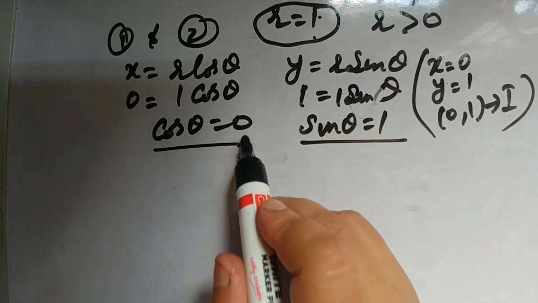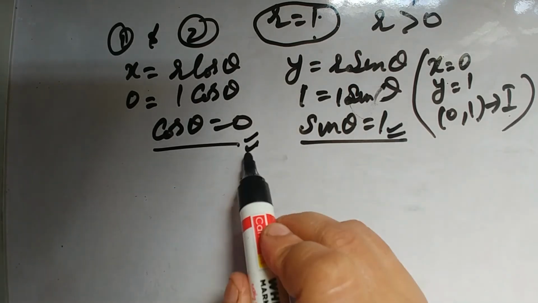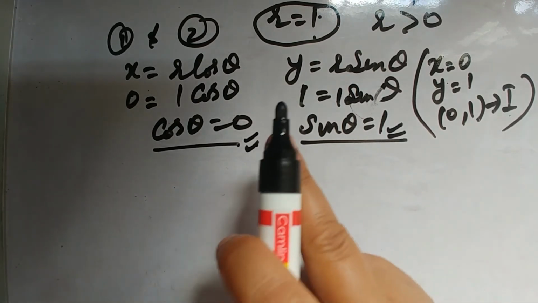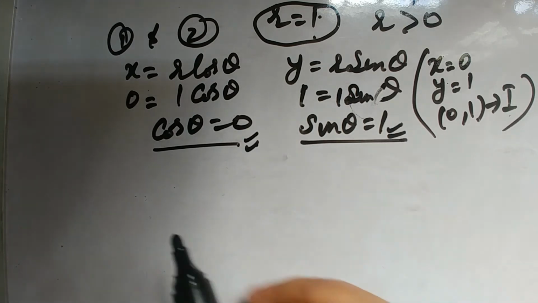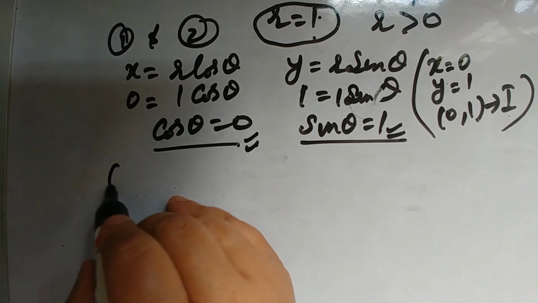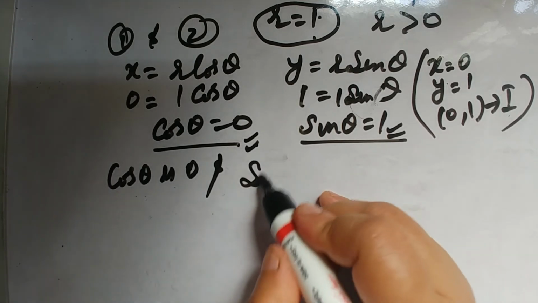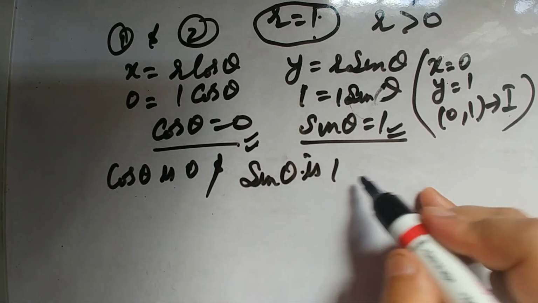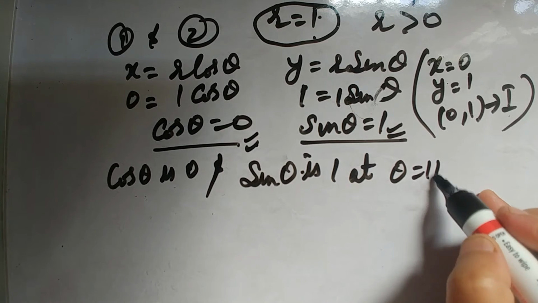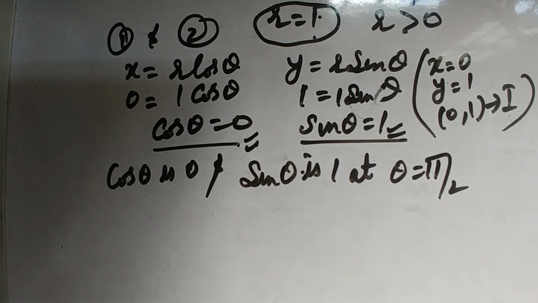But here check this value. When is cos 0 and sin 1? There is one common angle at which cos is 0 and sin is 1. Okay, so what is that angle? Cos theta is 0 and sin theta is 1 at theta equal to 90 degrees. You know sin 90 is 1 and cos 90 is 0.